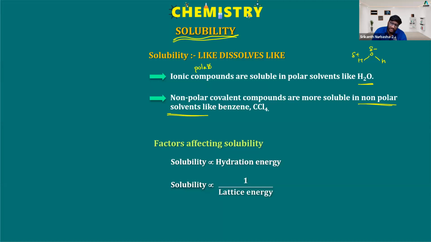And the factors affecting solubility. Solubility is directly proportional to hydration enthalpy. Why? Because a particular ionic compound is there, Na+ Cl-. If you add it to water, it forms Na+ ions and Cl- ions, and Na+ is highly hydrated, Cl- is also highly hydrated. Hydration enthalpy is the amount of energy evolved when the ionic compound is added to water. That means hydration occurred with respect to Na+ as well as with respect to chloride.